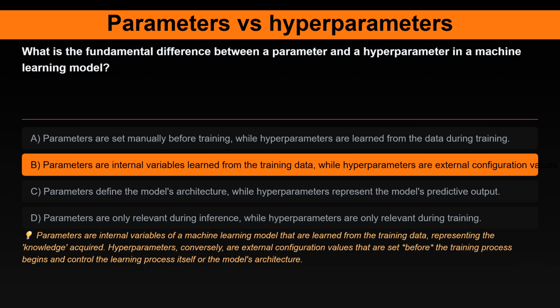The correct answer is parameters are internal variables learned from the training data, while hyperparameters are external configuration values set before training to control the learning process. Here's the explanation. Parameters are internal variables of a machine learning model that are learned from the training data, representing the knowledge acquired. Hyperparameters, conversely, are external configuration values that are set before the training process begins and control the learning process itself or the model's architecture.